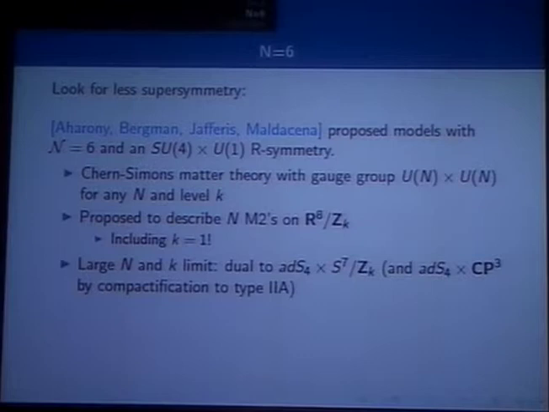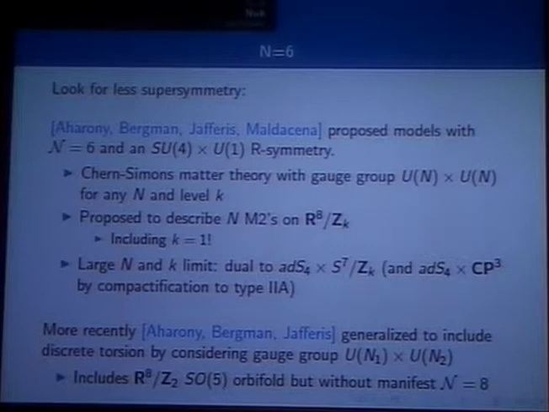In particular, it is AdS4 cross CP3 in string theory. So again, this is what Juan mentioned, I won't go on about it. And again, there's been a more recent paper by those authors which generalized to the case of discrete gauge groups, which I briefly mentioned, where you just simply replace the gauge groups.